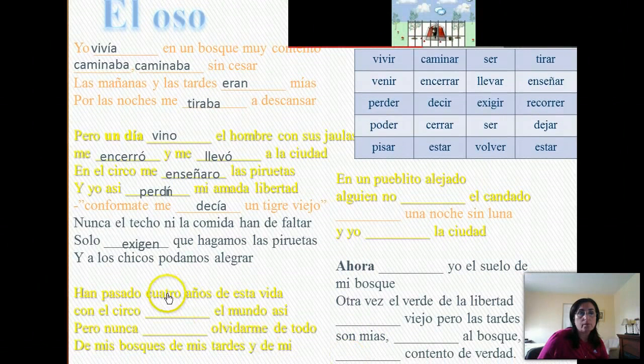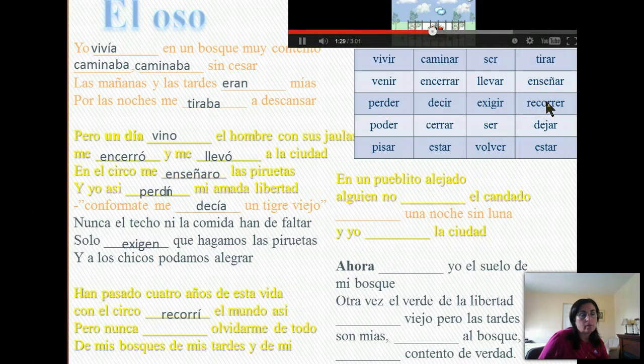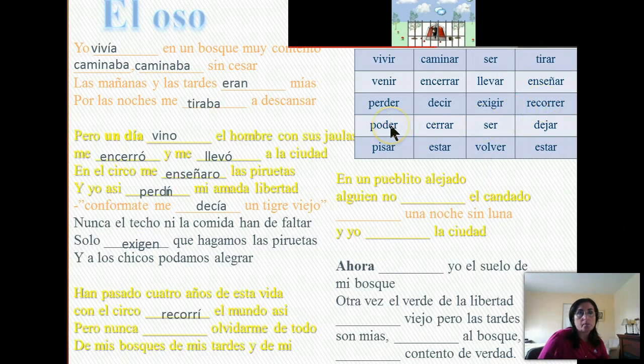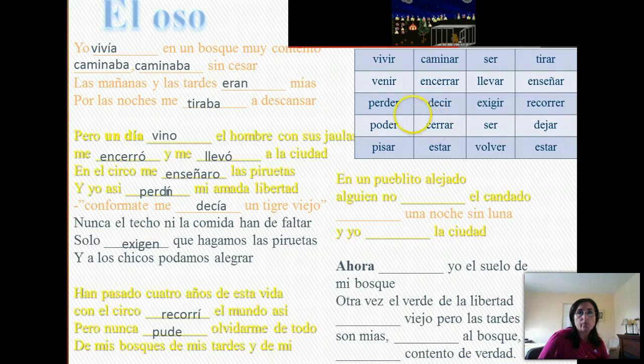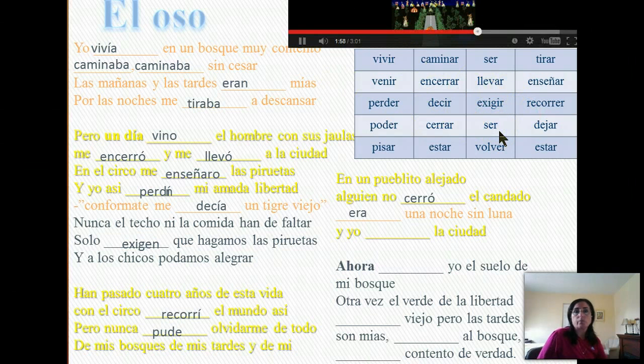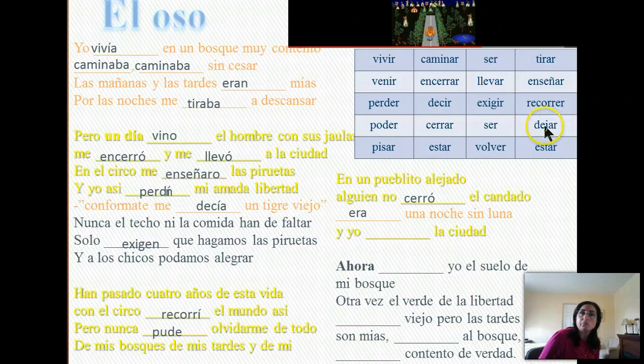Han pasado 4 años de esta vida, con el circo recorrí el mundo así, pero nunca pude olvidarme del todo, de mis bosques, de mis tardes y de mí. En un pueblito alejado, alguien nos cerró el candado. Era una noche sin luna y yo dejé la ciudad.